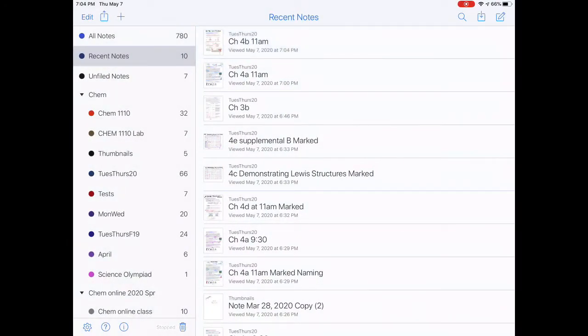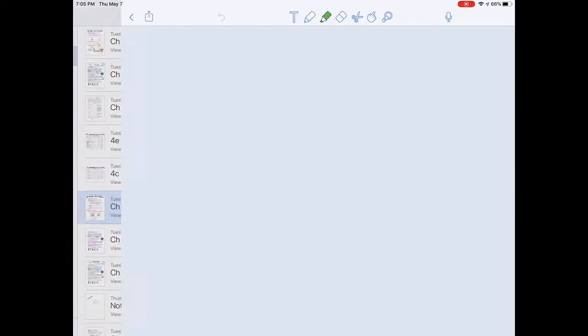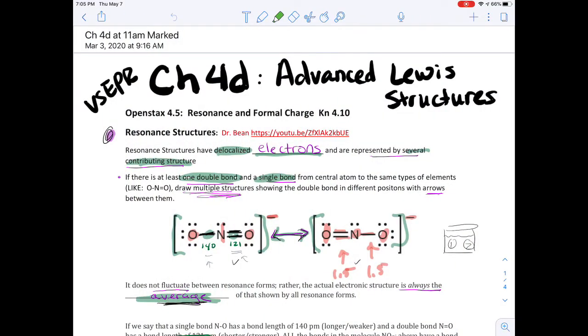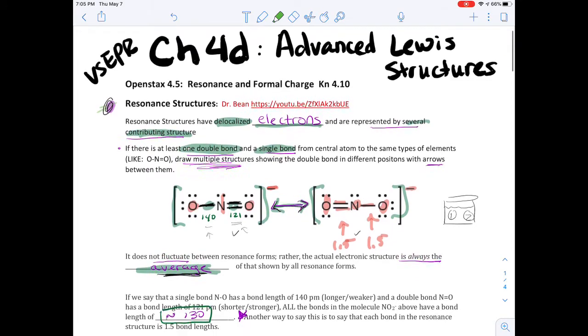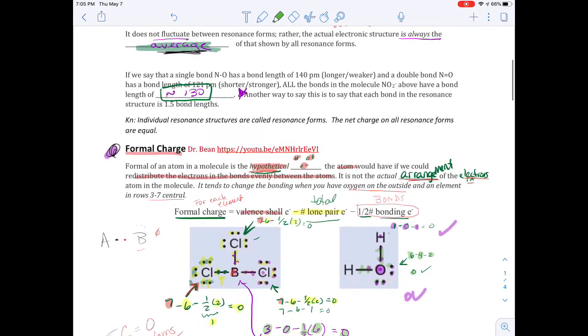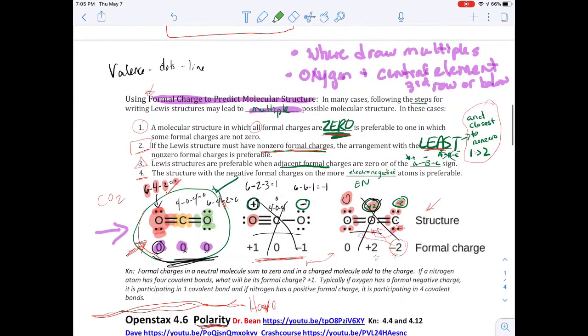And I'm going to move on to these other topics, and then we're going to look at the examples of the Lewis structures. So we had 3 general areas. We had resonance structures right here. And then we had formal charge. And then we had polarity.